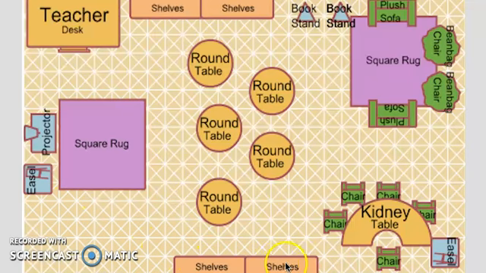Around the sides of the classroom, I have shelves, and these shelves act as spaces for the students to keep their book bags and their books and their materials because, like I said earlier, I don't have traditional desks in my classroom for them to store their stuff in.